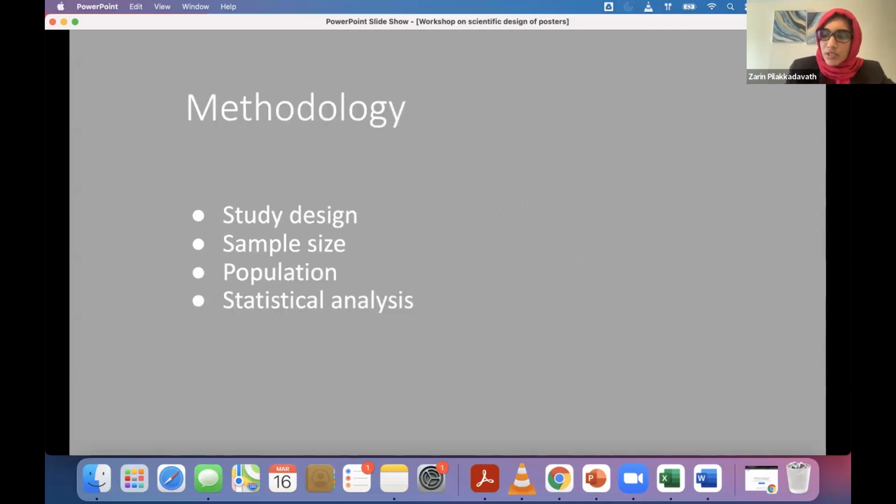Then next comes the methodology section. This should be simple but to the point. It should include your study design, the sample size, the population from where you have taken your sample, and the methods used for statistical analysis. Include it in a very precise and clear manner. Don't use very big sentences, just state what your design is, and then you can go on talking about it, or depending on the viewers' questions, you can discuss more on it.